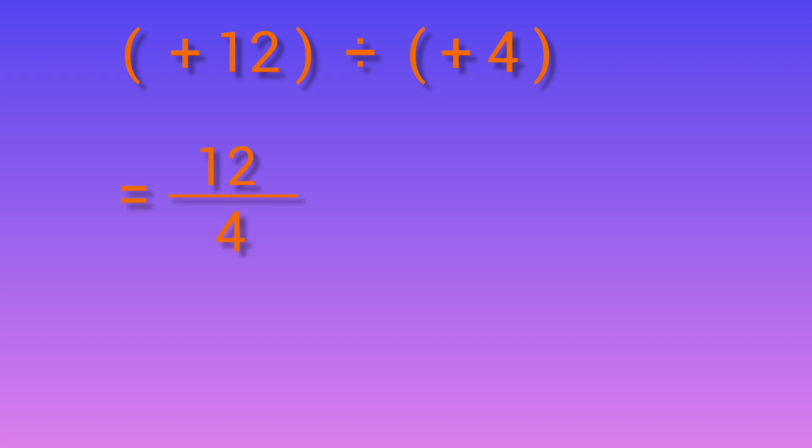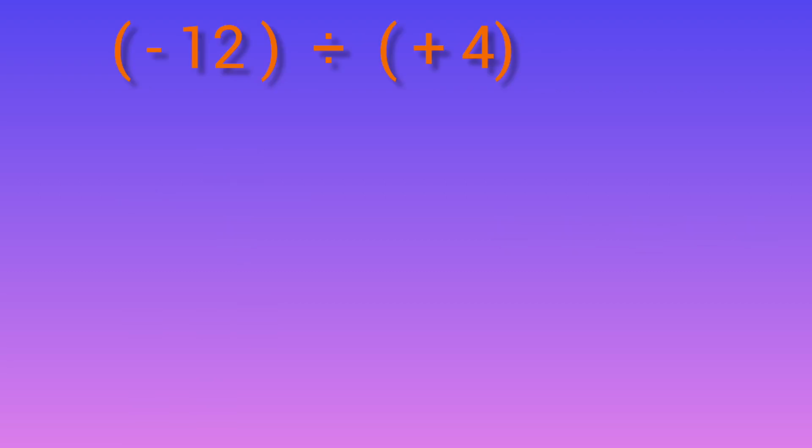Our fifth example is a positive 12 divided by a positive 4. If we rewrite our fifth example, it will be a 12 divided by a 4. Now you can see that both numbers are positive, so our answer will be positive because a positive divided by a positive gives you a positive. So 12 divided by 4 is a positive 3, which we can simply write as a 3.